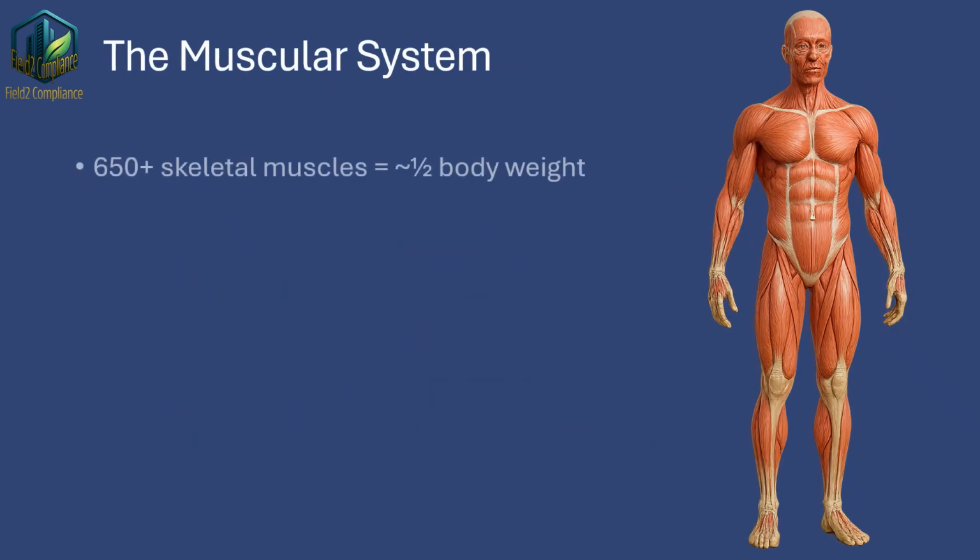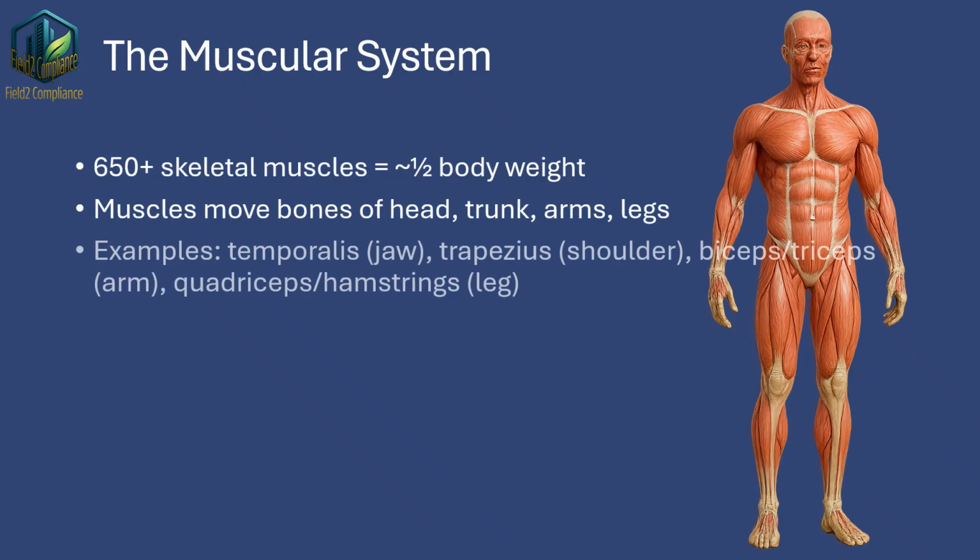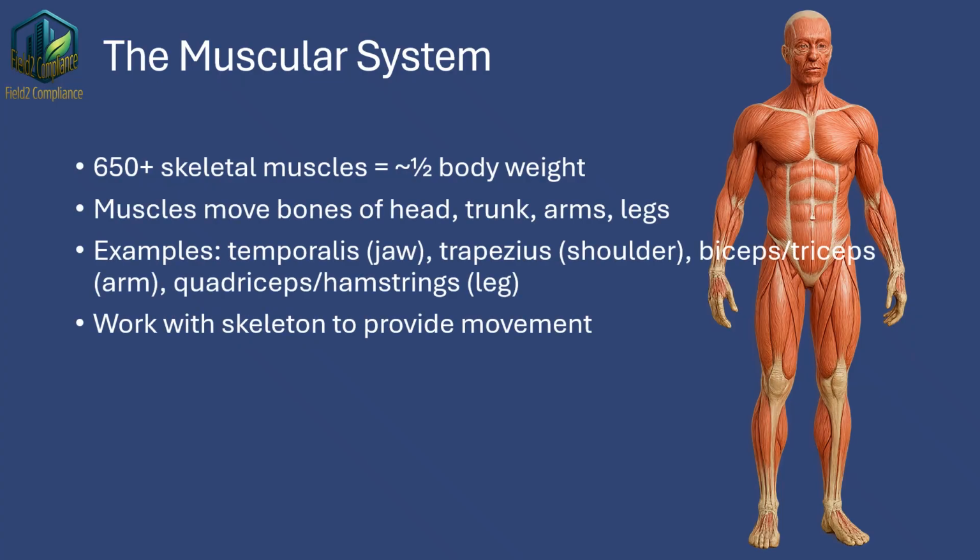The muscular system includes over 650 skeletal muscles, making up about half our body weight. These muscles work with the skeleton to move the head, trunk, arms, and legs. For example, the temporalis helps us chew, the trapezius lifts the shoulder, and the biceps and triceps move the arm, and the quadriceps and hamstrings move the legs.